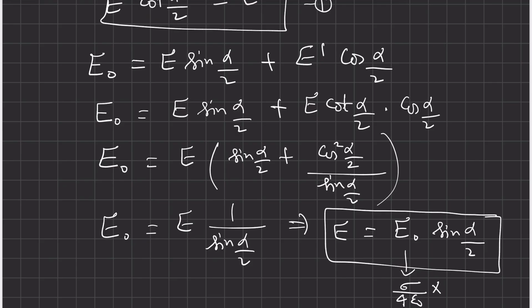And to check, is E going to be E naught? The answer is yes. If alpha is 180 and you put 180, it becomes sin 90, because sin alpha by 2 is sin 90, and of course E is going to be E naught. So that cross verification we can also do here. All this justification is happening, and this would be your answer.